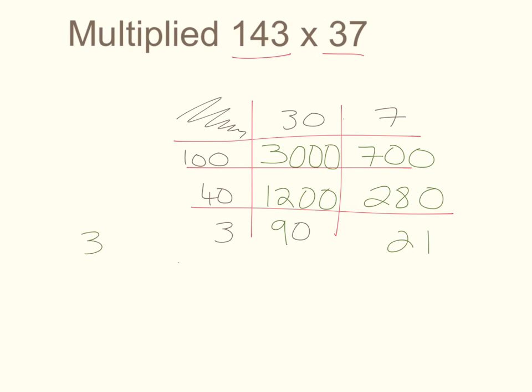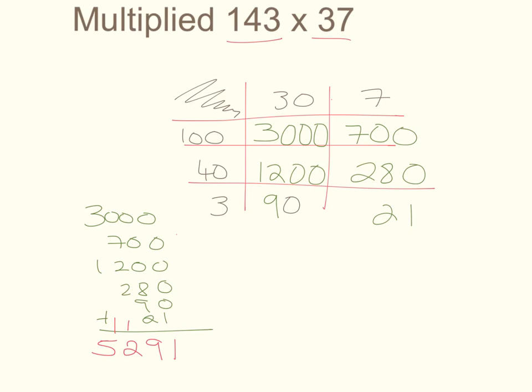So I'm going to add 3,000 plus 700 plus 1,200 plus 280 plus 90 plus 21. So my final answer there is 5,291.